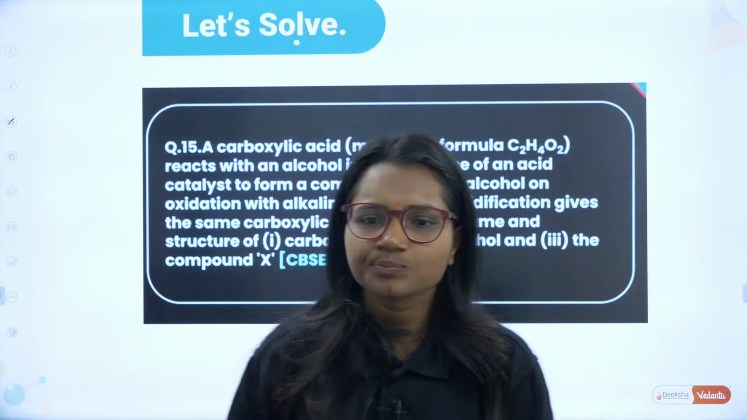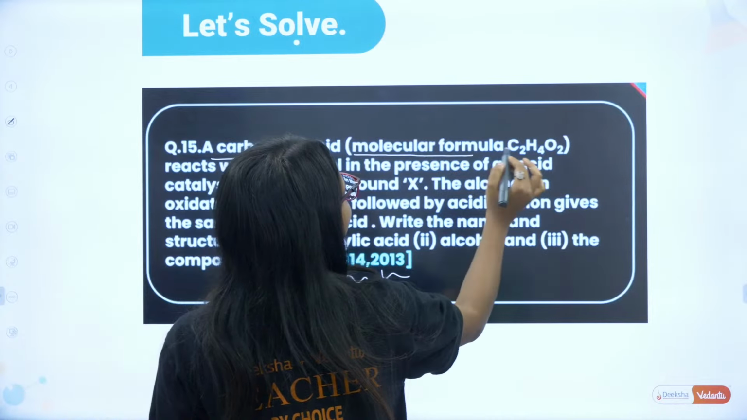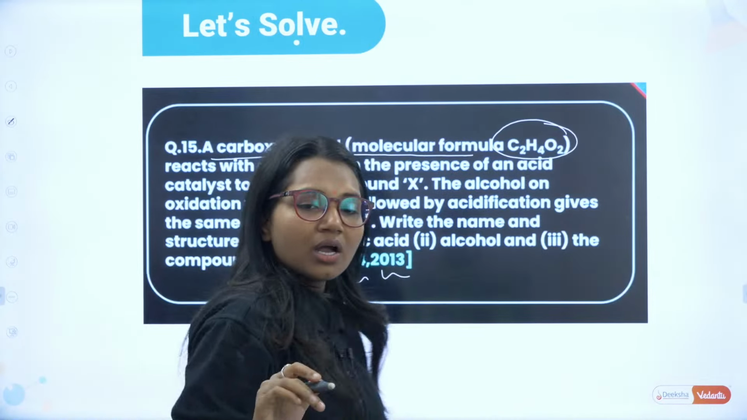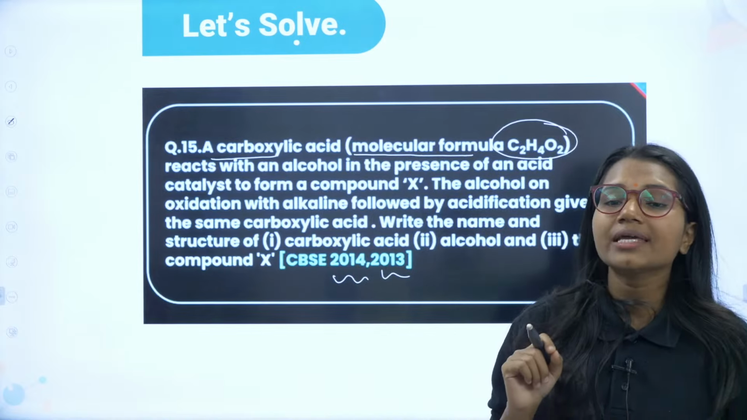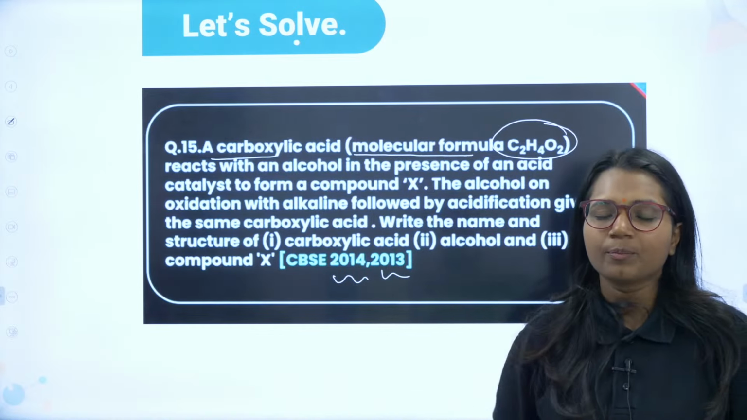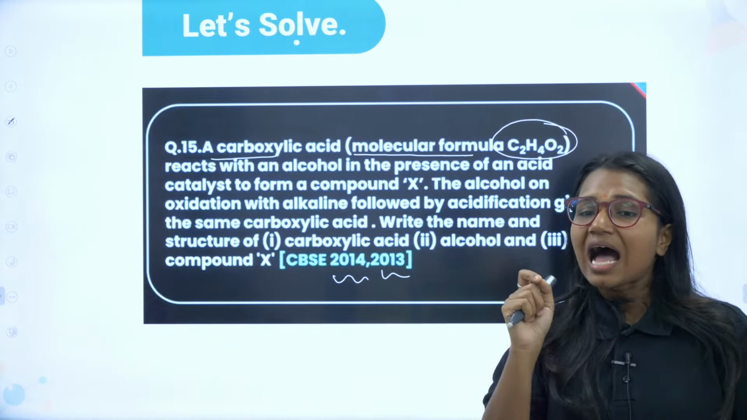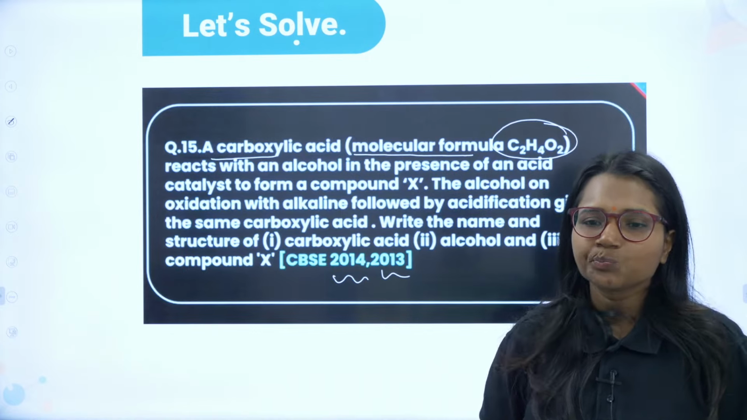Okay, fine. A carboxylic acid, molecular formula C2H4O2. So, can you tell me what is the molecular formula of carboxylic acid with 2 carbon? You guys are very, very smart. Can you tell me the acid with 2 carbon?